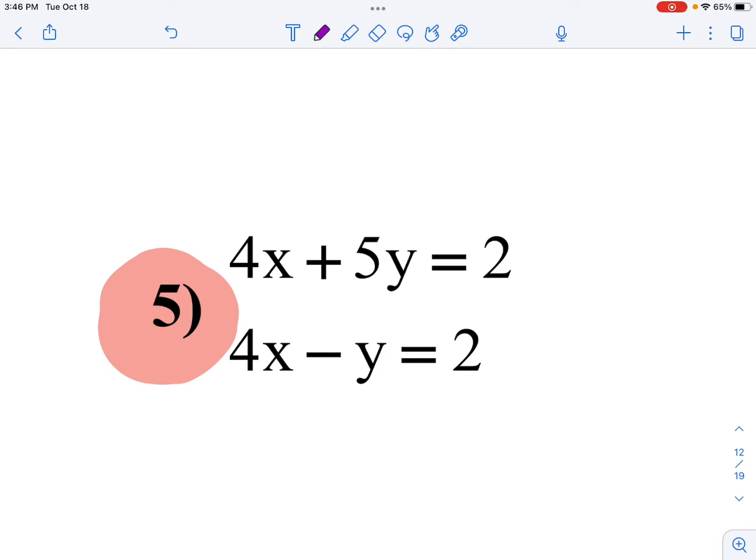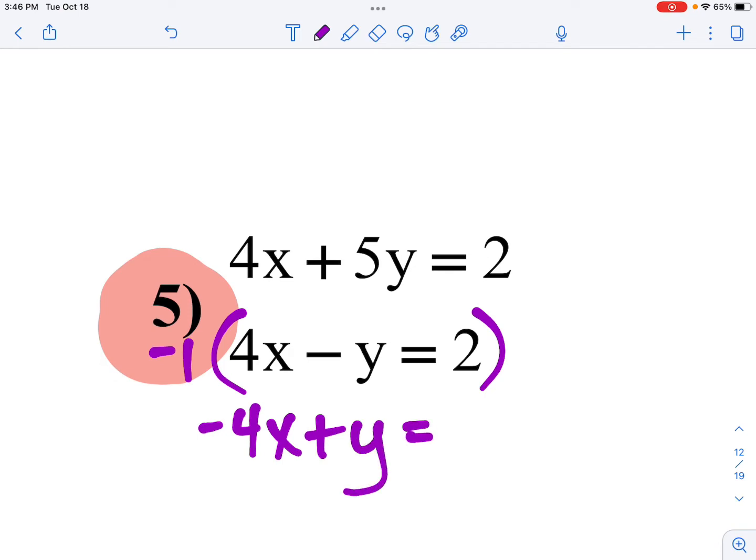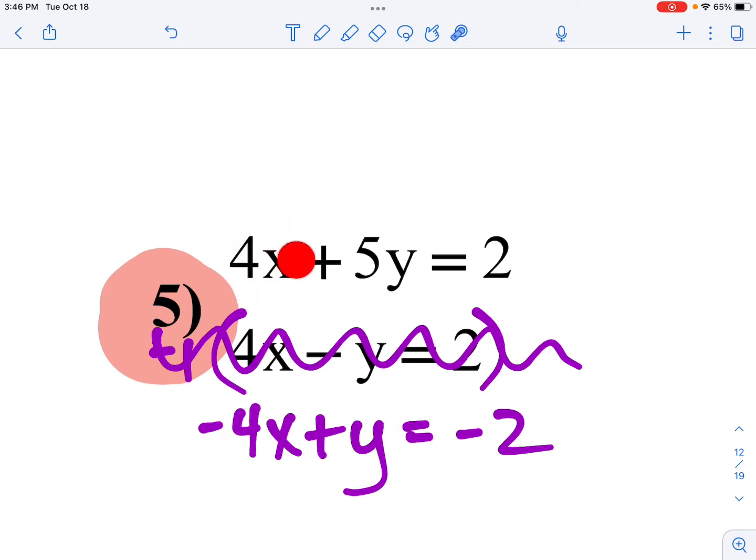What if I just multiplied every single thing in this equation by negative 1? That would make it negative 4x and positive y and negative 2. When you multiply something by negative 1, it just changes all of these signs. So that is kind of cool. I'm going to cross it out so I don't get confused. And now I have positive 4x and negative 4x. Those cancel.